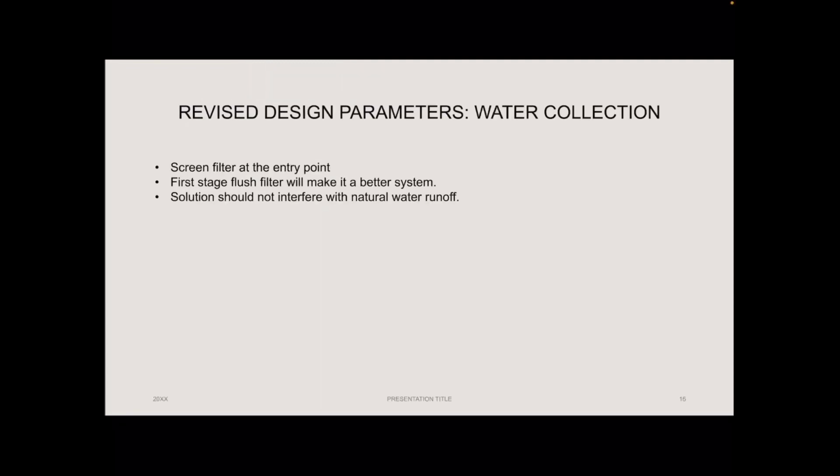Some of the revised design parameters for water collection include filters. Mr. Gary told us that a screen filter at the entry point will prevent any large particles, and a first stage flush filter will make it better because it'll then get rid of all the sediment and small particles before it goes into the cistern. Again, he reiterated that the solution we make should not interfere with the natural water runoff, which is very important because we don't want floods.